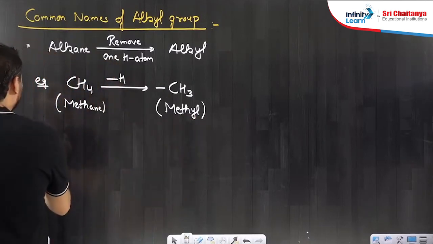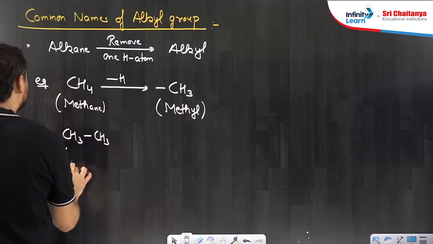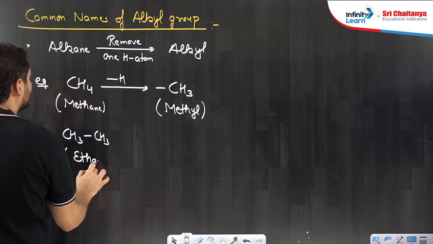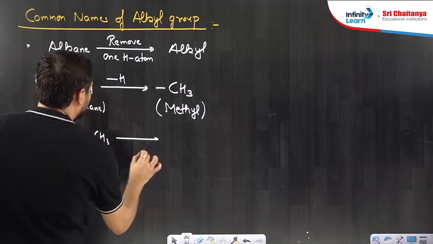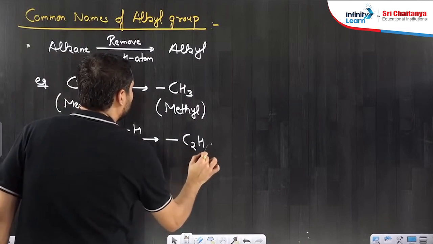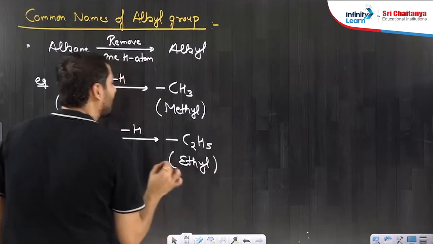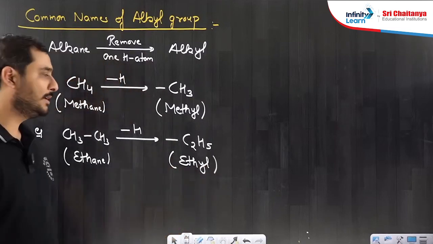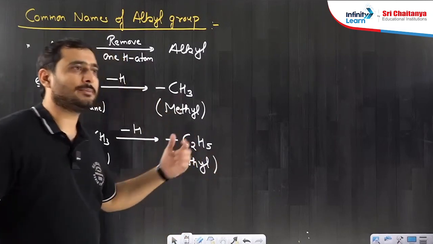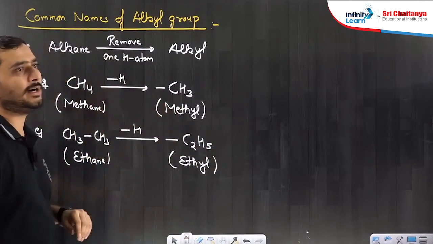Clear? If we take CH3, CH3 means C2H6, which compound is it? Ethane. Now from ethane, if we remove one hydrogen, then what is formed? C2H5 and one valency vacant. This group will be called the ethyl group. So alkyl is a substituent which is obtained by removal of one hydrogen from alkane.